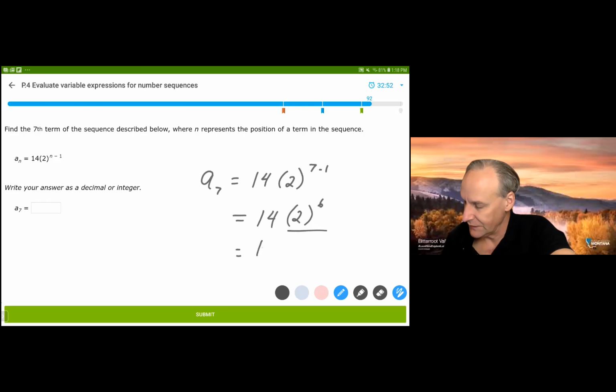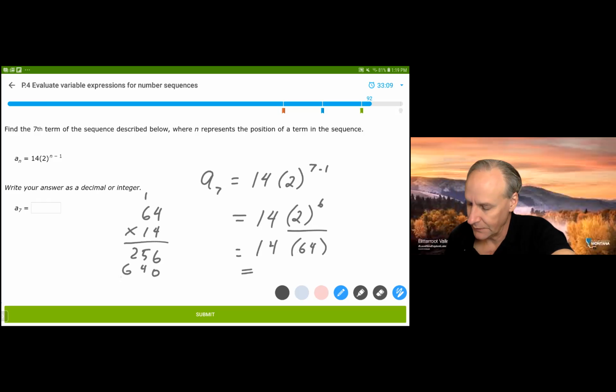And I'm going to take 14 times 64. And what's that going to give us? I don't want to do it in my head. I'm going to write it down. That's 6, 1, 25, and 640. So we got 896.